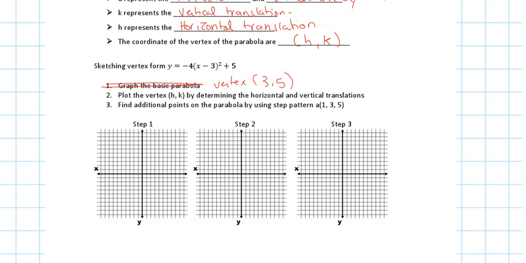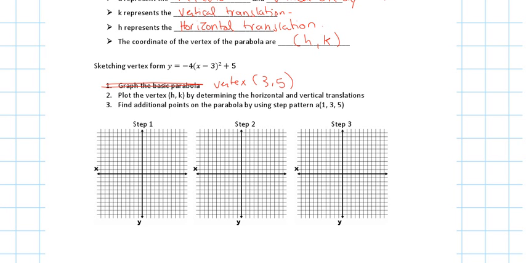Right? Because it's supposed to be x minus h, right? So that minus is already there in the function, right? So h is 3. Make sense? Okay, so the vertex is (3, 5).